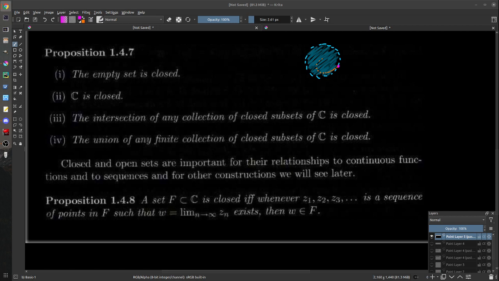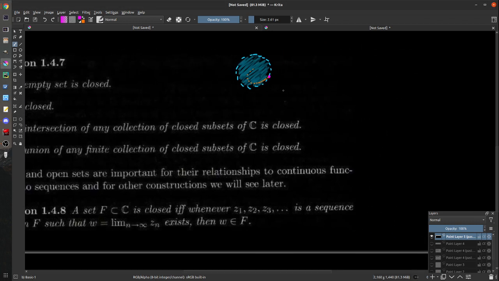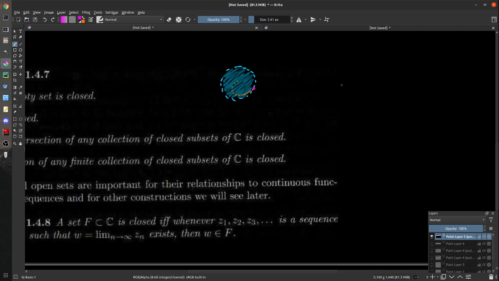I'll skip this one. You know how we defined continuity a while ago? They make this an entire proposition in your textbook. I won't even state it here. It's proposition 1.4.9. I won't rewrite the whole thing. I think I just have it.